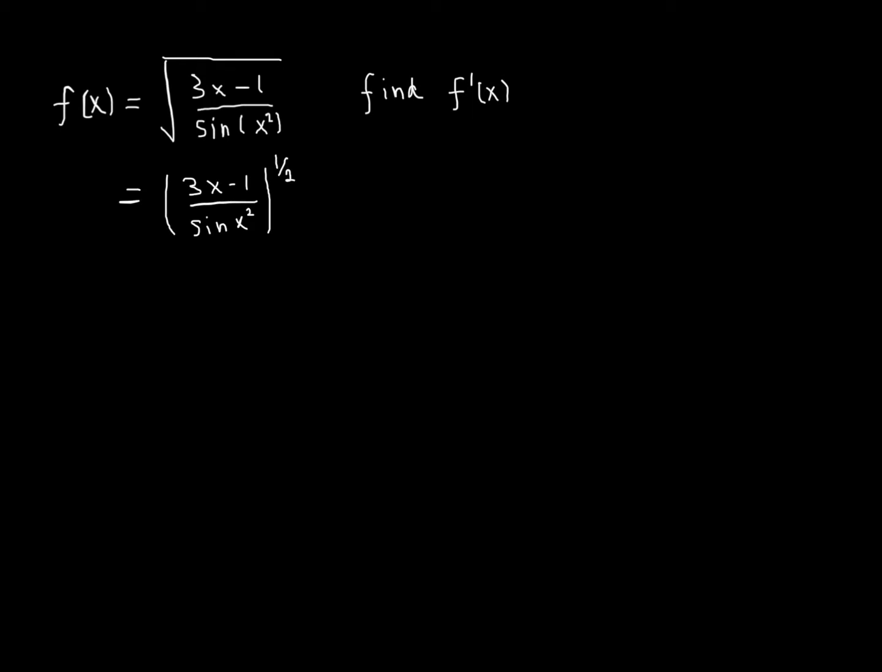So now I can see pretty clearly that I'm going to be using the chain rule, and I'm going to be applying that to this outside function, which is raising something to the 1/2, and then I'm going to have to take the derivative of the inside. So I'm actually going to write down my rule, and the rule is that if I take the derivative with respect to x of some function u to the n, then the derivative of that will be n times u to the n minus 1 times the derivative of u with respect to x.